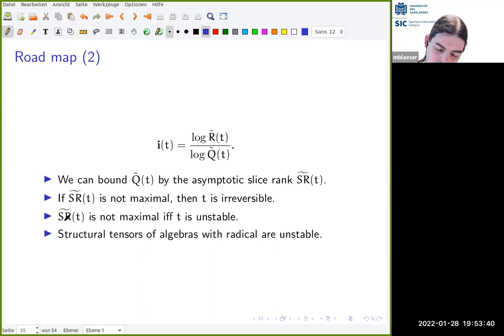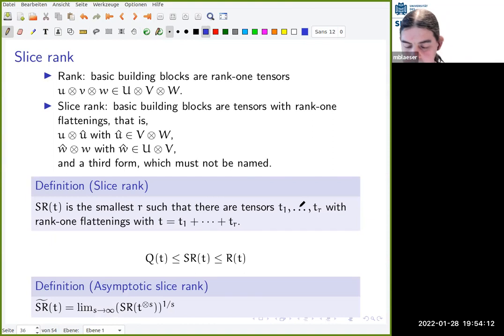In particular, if this is not maximal, if and only if the tensor is unstable in the sense of geometric invariant theory. And what we then prove is that the structural tensors of algebras with radical are unstable. In particular, the structural tensors of the smoothable algebras all have a radical, except for the trivial algebra. And therefore, all these starting tensors of minimal border rank, by our previous characterization result, will all be irreversible, and therefore you can never prove omega equals 2 if you start with them. That's essentially the whole idea.